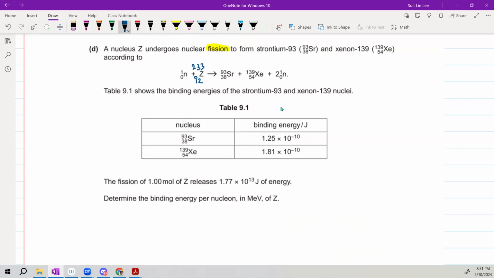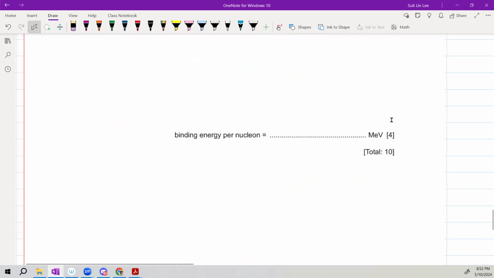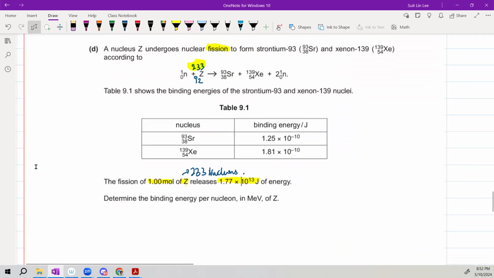But right now it says that the fission of 1 mole of Z releases this much energy. So it looks like I need the mass number of Z. Okay, Z consists of 233 nucleons. Sometimes the question won't directly tell you, you need to find the nucleon number. In fact, this is 4 marks, so there are probably some hidden steps that I need to do before I can arrive at the answer. I'll figure that out once I look at the data given to me. Okay, so it's not straightforward, but it's okay. Trust yourself, you can do it.